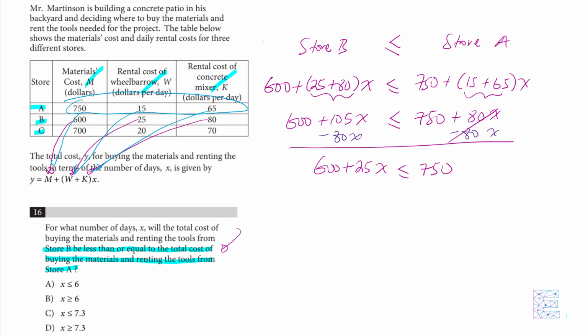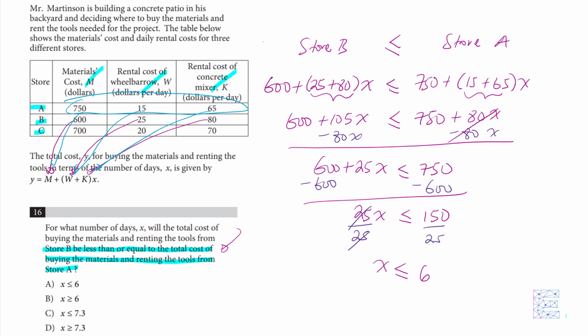And now we can subtract 600 from both sides. And we are left with 25x is less than or equal 150. Finally, we're going to divide both sides by 25 as shown. And those 25s cancel out. 150 divided by 25 is 6, so x is less than or equal to 6, which makes A the correct answer to this question.